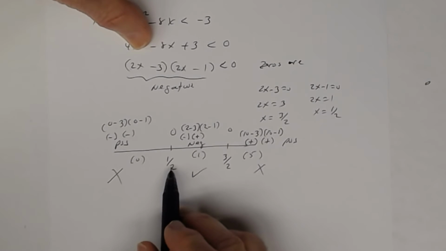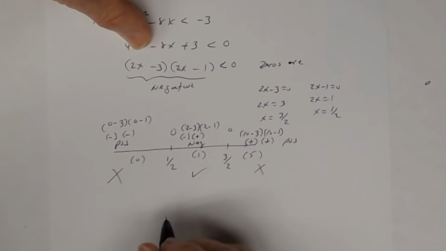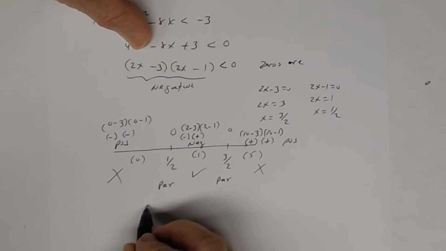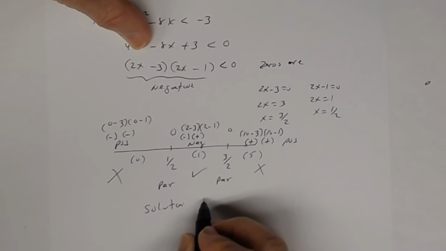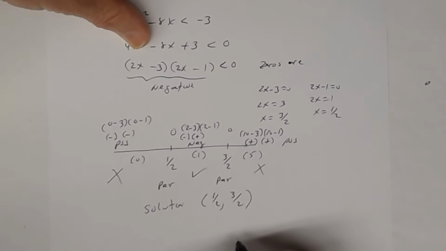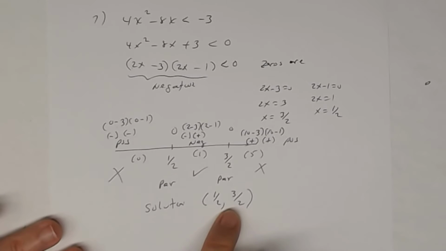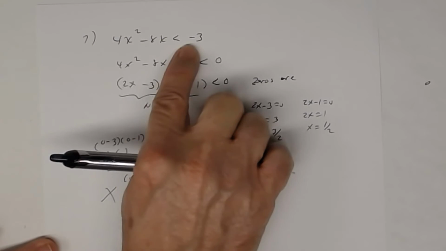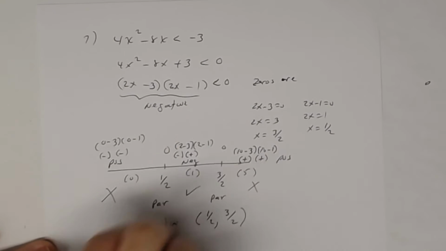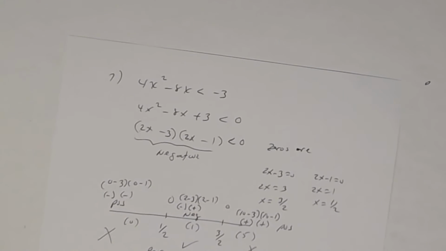Okay, now you got to remember, there's no equal sign. So for these zeros, you're going to use parentheses. So the solution will be parentheses 1 half, comma, 3 halves, parentheses. And that's your answer. So any real number between 1 half and 3 halves will make this inequality a true statement. Okay? All right, so that was number 7.